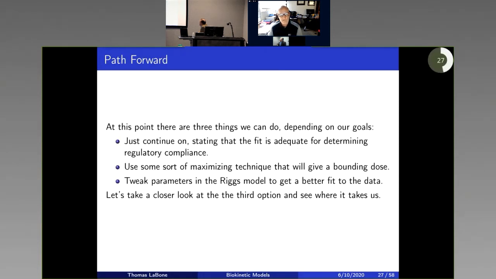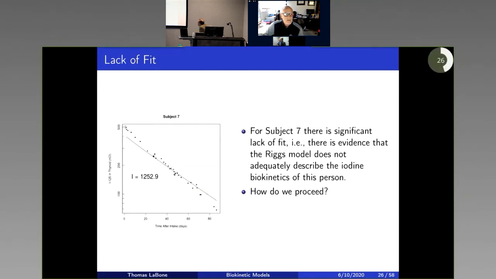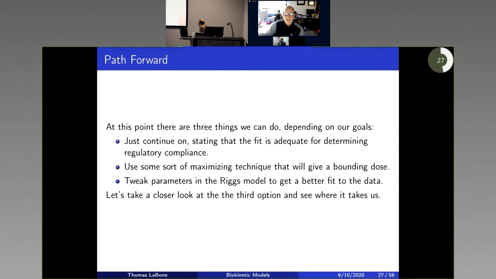And so if you're a regulatory internal dosimetrist, you can just say, well, that's good enough for government work, and we can determine regulatory compliance. We're not over any regulatory limits based upon that data, and just move on and don't worry about it. If you're doing some sort of compensation calculation, you could say we're going to make the line go through this upper point here, which will give us our maximum possible intake and dose, and so that will give us a bounding number we can use to make a compensation decision.